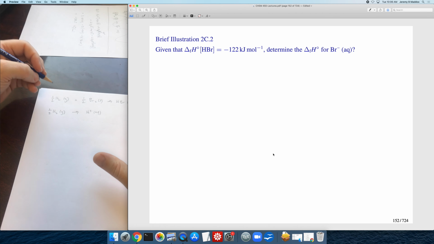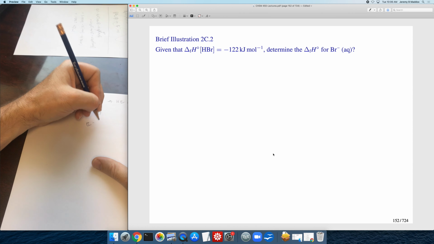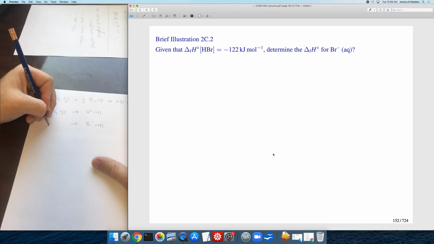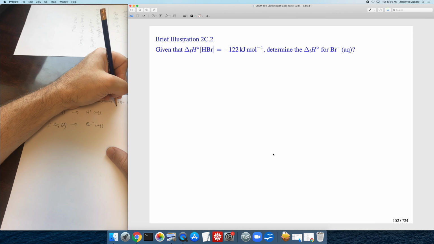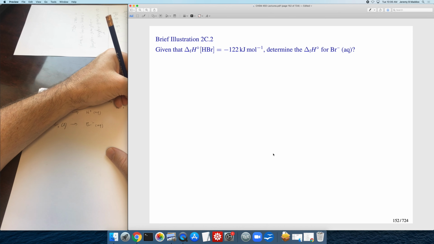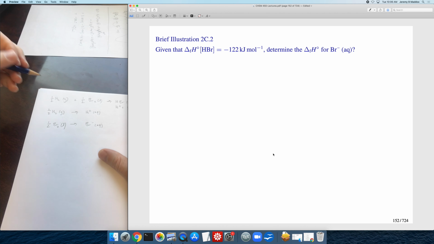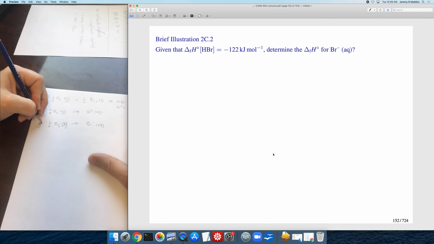And then what they want us to find is the formation enthalpy for the bromide. And so this is H plus Br minus because it's a strong acid. So I think this is what they meant. So what you want to do, this is our unknown, and then these are our known reactions 1 and 2. So we'll call this reaction 3.